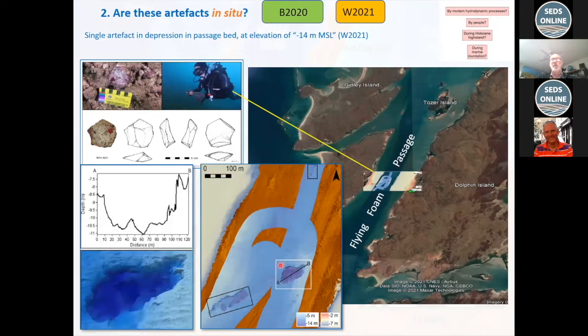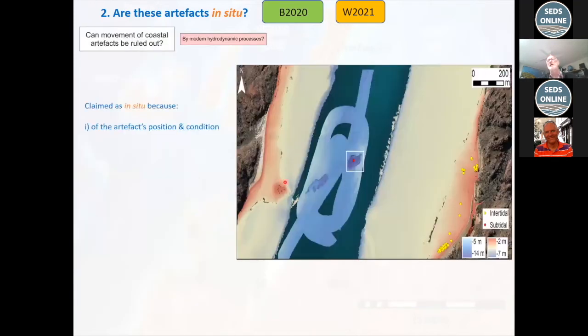This is what the depression in question looks like in 3D view, and going from A to B, that's the bathymetry that we have going across that depression. So it's got a relief of something like 4.5 meters or so. Quite steep-sided. That's where the artifact was found.